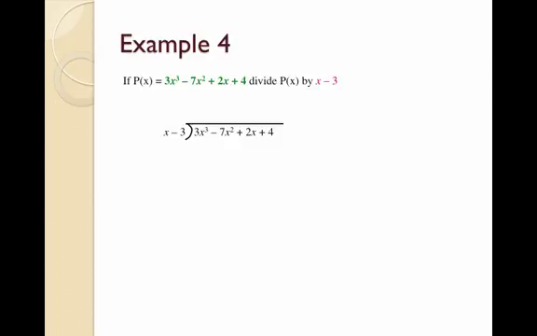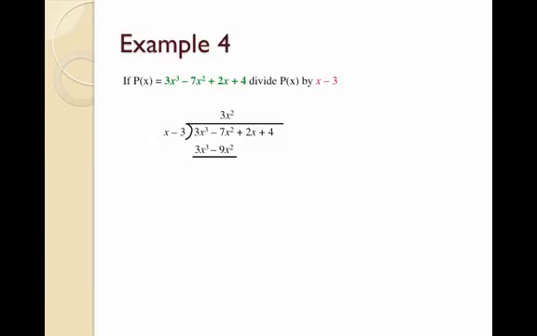Let's try another example. If p of x equals 3x cubed minus 7x squared plus 2x plus 4, we're asked to divide p of x by x minus 3. I've already set up my algorithm, so let's get started. First step is to ignore the minus 3 for a moment and work out how many times x goes into 3x cubed. Because 3x squared times x gives us 3x cubed, we put the 3x squared above the minus 7x squared. Now we multiply 3x squared by x, and we get 3x cubed. We multiply 3x squared by minus 3, and we get minus 9x squared.